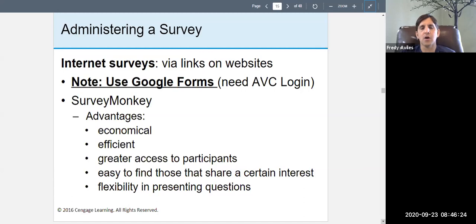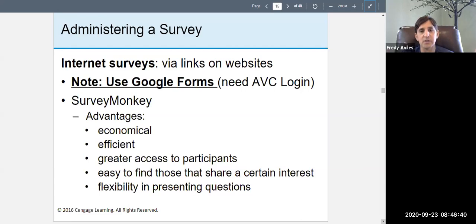Oh, and that reminds me, when you use Google Forms, okay? Not Google Surveys. I believe Google Surveys is something you have to pay for, but you can do everything through Google Forms, okay?